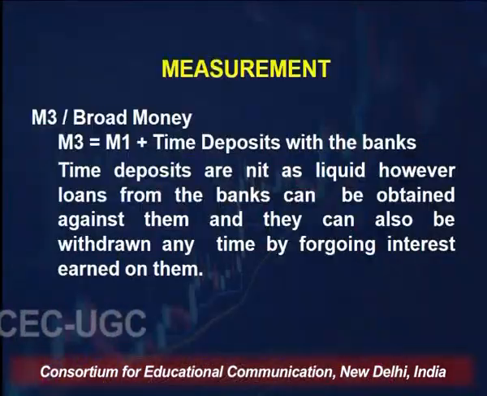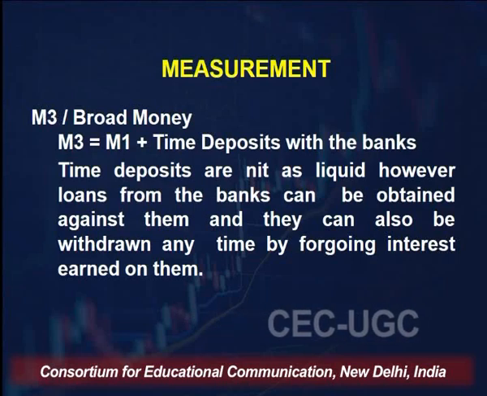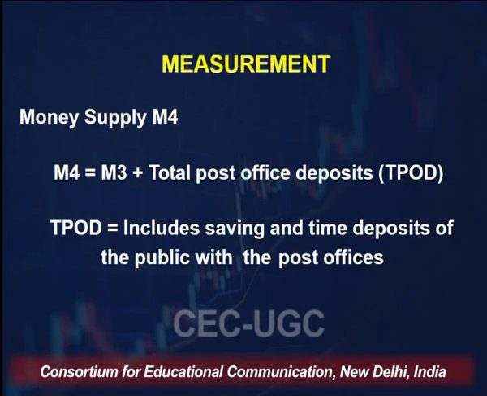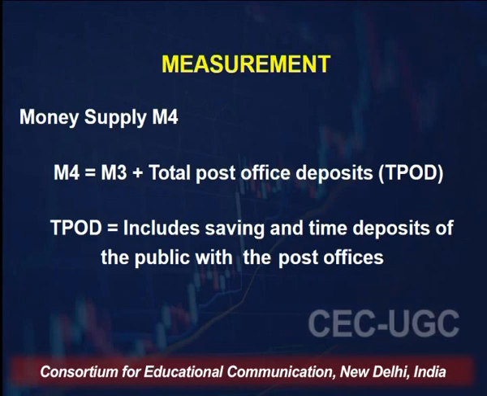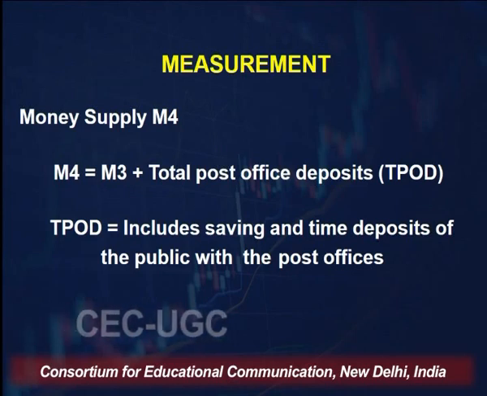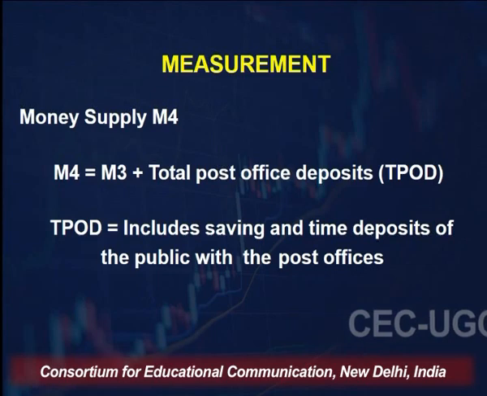Then there was a broad definition, M3, and M3 includes M1 plus time deposits with the bank. They thought that time deposits should also be part of the money supply, so in the broad definition they included time deposits. Then came the broader definition, M4. M4 is M3 plus total post office deposits. That means it includes all types of deposits, savings and time deposits of the public, and also with the post office.